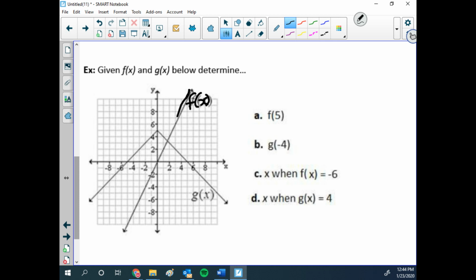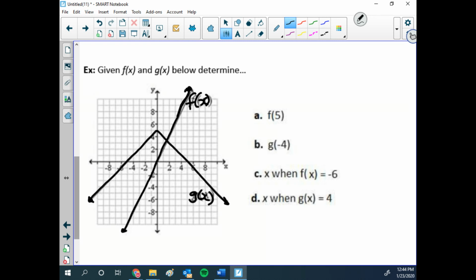Oh my gosh, I'm sorry. Okay. And here is g of x. So they're asking us 2 things. So what is f of -5?